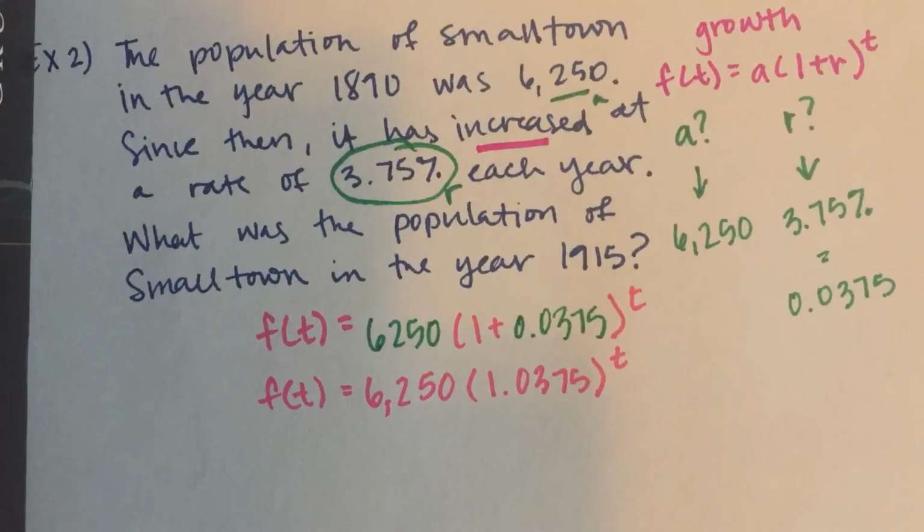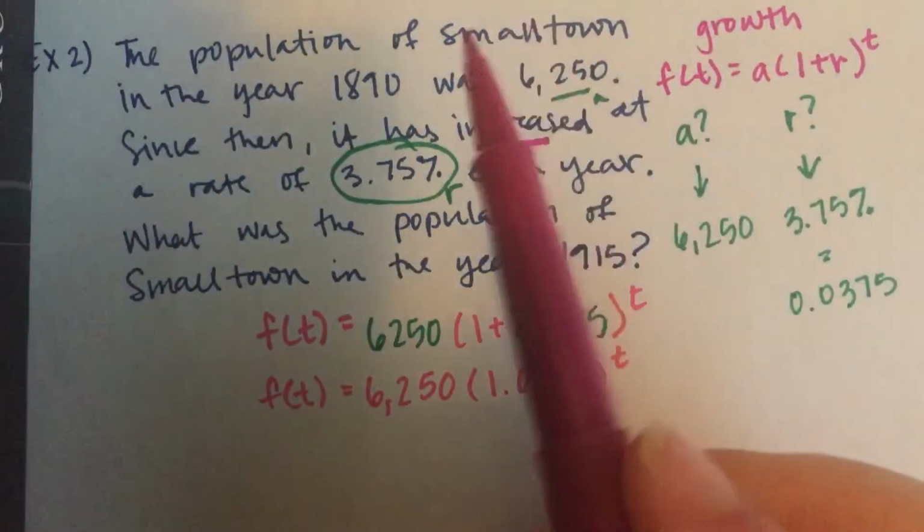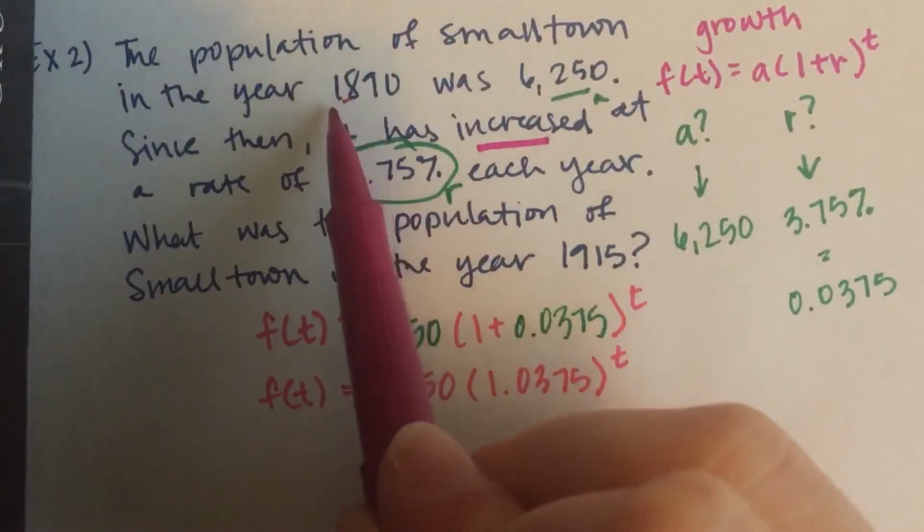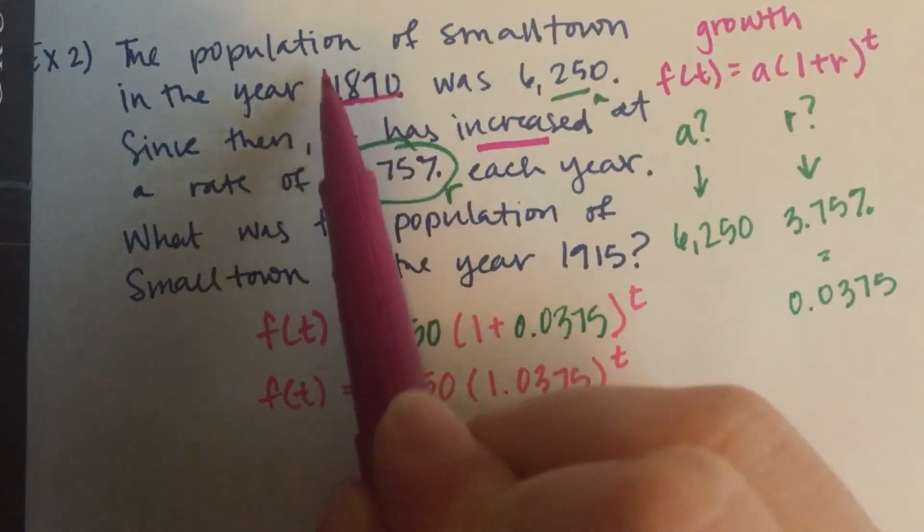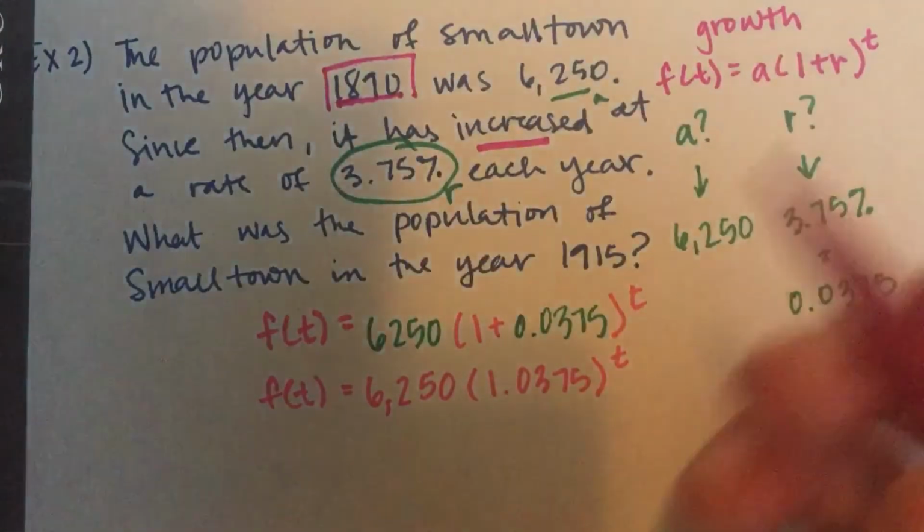Now, in our last problem, the t was given to us pretty directly. We were able to identify our time. This time, we have to use a little bit of the context clues in order to figure out how many years we're looking at. And so we're told that they first took the census. They figured out how many people were in small town in 1890.